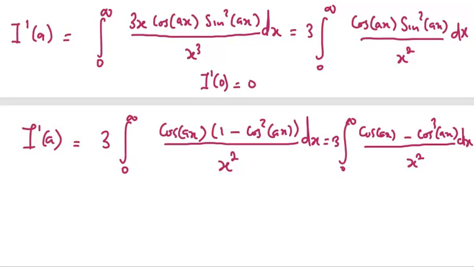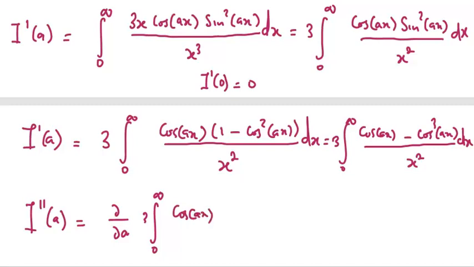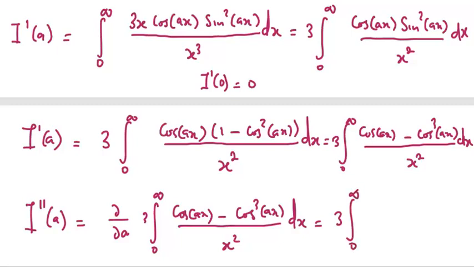That's good. Now we're going to take the second derivative on both sides. So the left hand side will be I double prime of a. This is going to be equal to the partial derivative with respect to a of 3 multiplied by the integral from 0 to infinity of cosine of ax minus cosine cubed of ax, then divided by x squared, then we have our dx. So this is equal to 3. Now if you find the derivative of cosine of ax minus cosine cubed of ax.